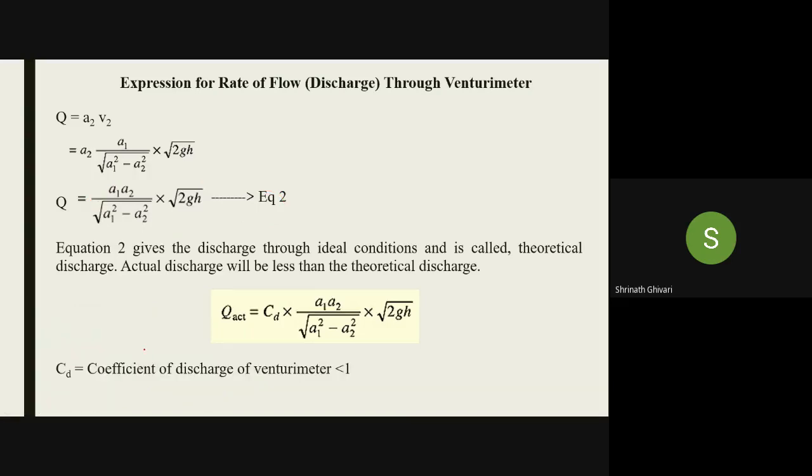This CD, the coefficient of discharge, should be less than 1. As I told you yesterday, the value should be between 0.96 to 0.99. So this should be the value of coefficient of discharge. Fine, so this is the derivation for rate of flow of discharge through Venturimeter.